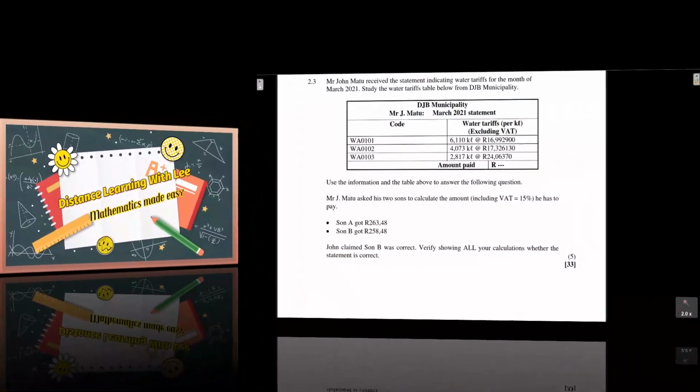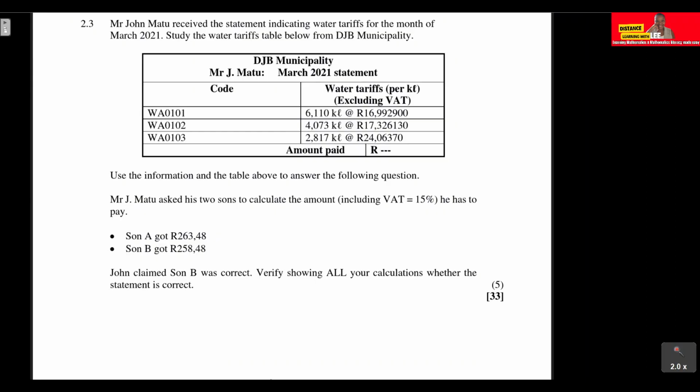So question 2.3, like I mentioned, guys, deals with water tariffs. Okay, so we're going to be calculating an amount that Mr. John basically paid towards his water bill, and we're also going to be calculating how much that amount is, right, including the 15% VAT. Okay, let's get started.